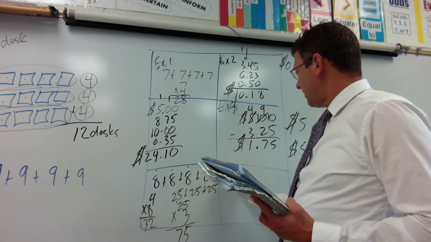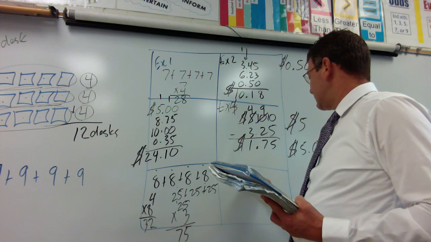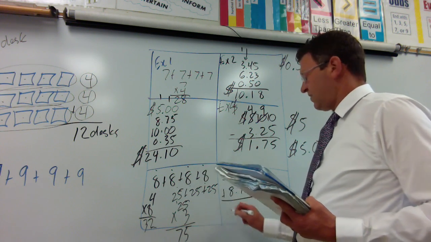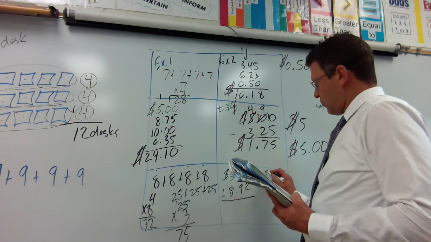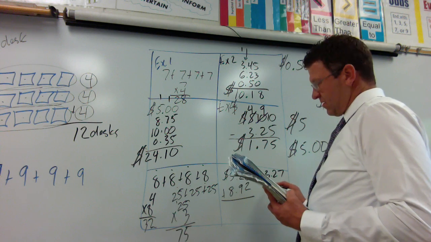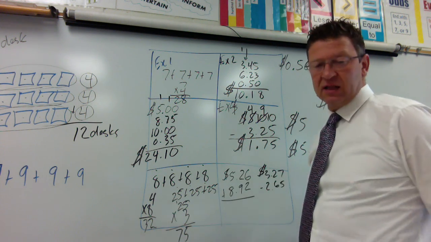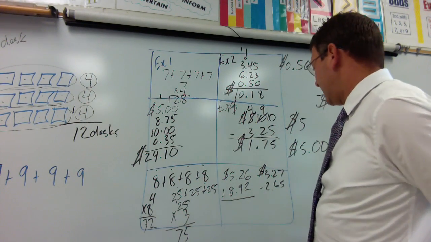And then we're going to take D and E over in this last box over here. D is an addition problem: $5.26 plus $8.92. And E is a subtraction problem: $3.27 minus $2.65. Remember our key. Line up the decimal point.